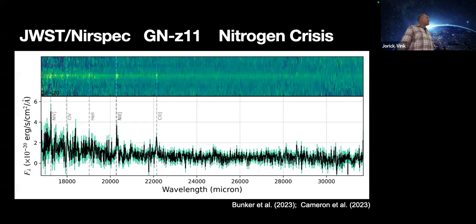So one example is the nitrogen crisis. This is a galaxy at z=11, where people were very puzzled to see a lot of nitrogen, interpreted as supersolar nitrogen, where you would actually expect 10 times less nitrogen than in the sun. So that's seen as a problem. So how do we have any ideas about how this nitrogen crisis could be solved?